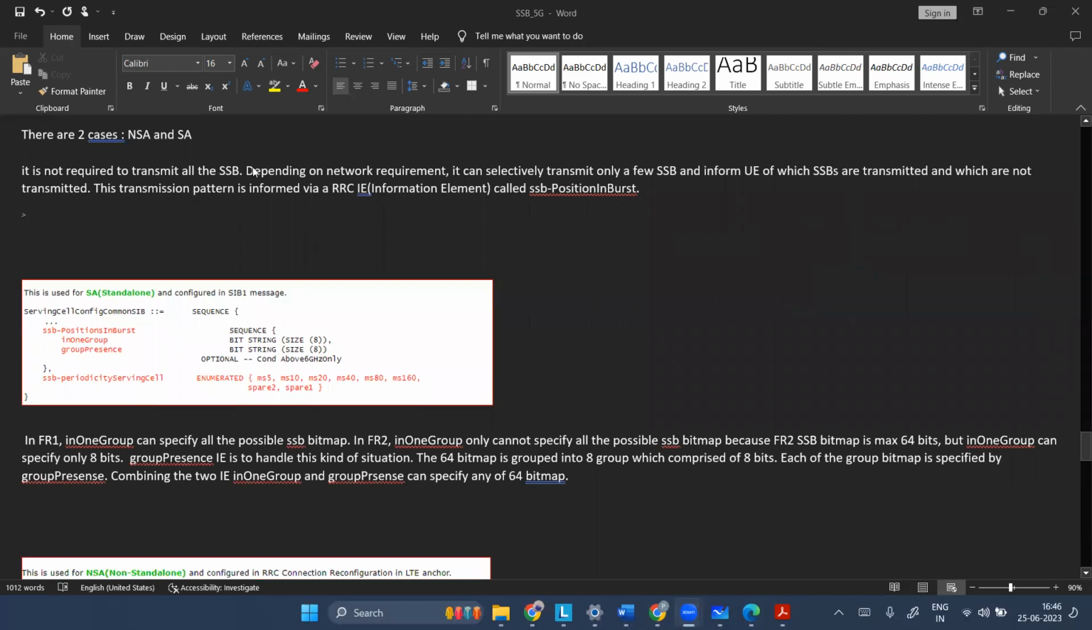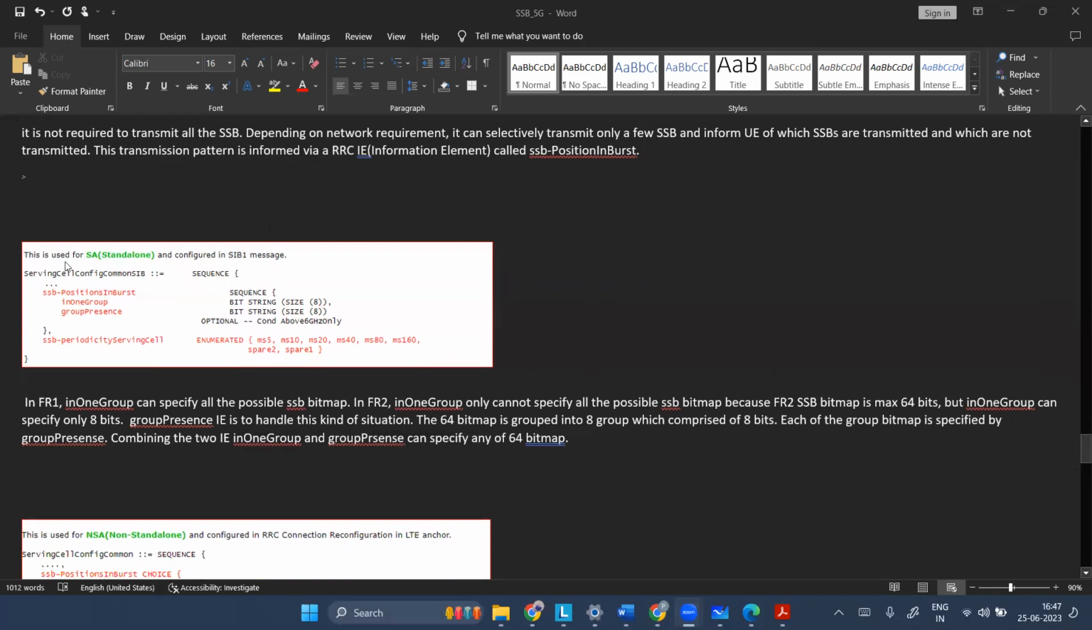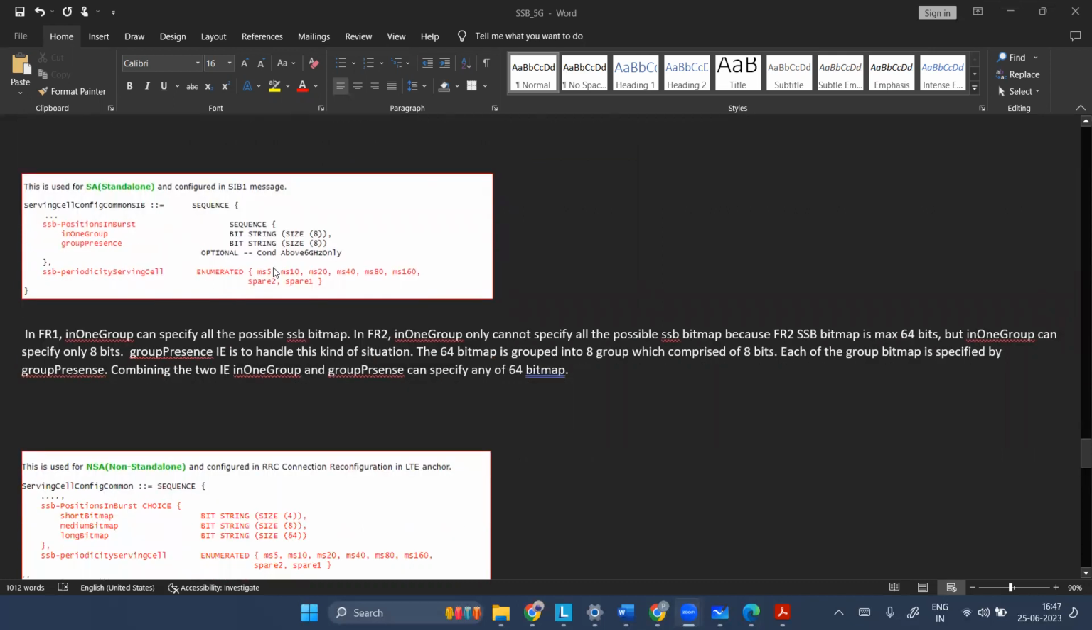As I told you, it is not required to transmit all the SSBs depending on the network requirement. It can selectively transmit only a few SSBs and inform the UE which SSBs are transmitted and which are not. This transmission pattern is informed via an RRC information element called SSB position in burst. Remember, in the beginning of the video we discussed SSB position in burst. The very first case is for standalone SA. This is part of the SIB1 message, under the serving cell config common SIB.